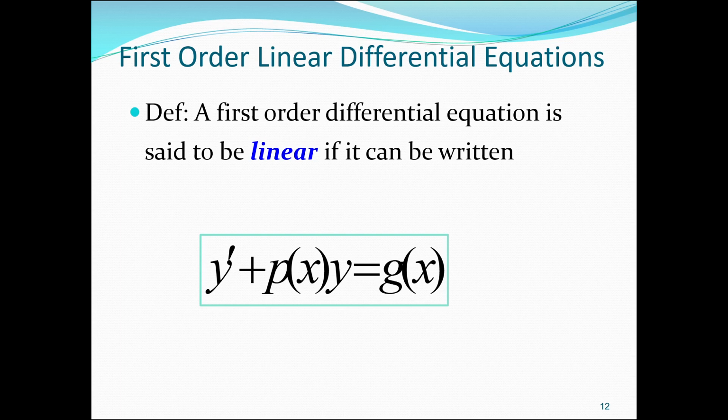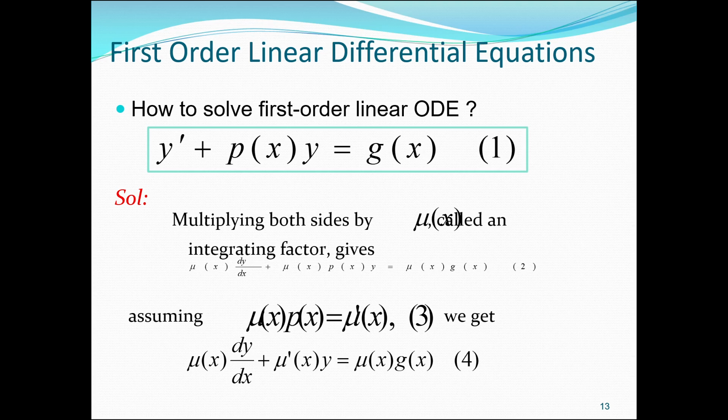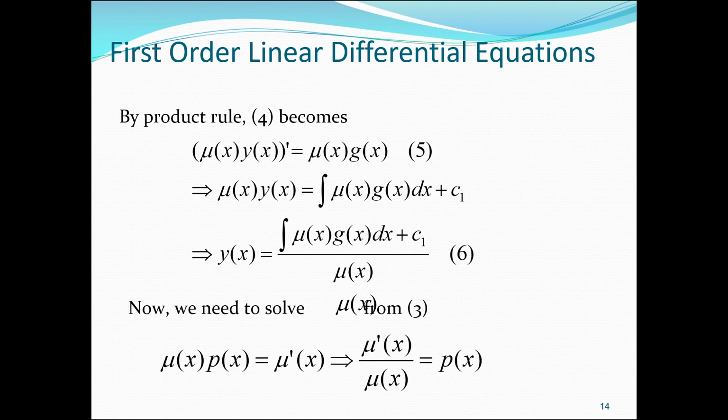This is a linear first order ordinary differential equation. For example, we write y dash plus p of x into y equal to g of x. We have to solve this equation. So we multiply the integrating factor mu of x on both sides. Therefore the equation becomes mu of x into dy by dx plus mu of x into p of x into y equal to mu of x into g of x. So we assume mu of x into p of x equal to mu dash of x. Now we write the equation mu of x into dy by dx plus mu dash of x into y equal to mu of x into g of x.